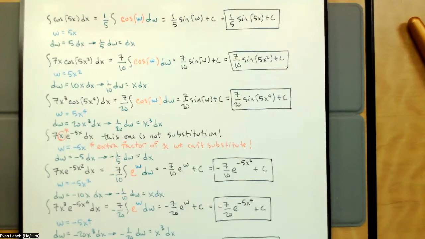Our instinct is to say w equals negative 5x, so the dw is negative 5 dx. And this is an extra factor of x that we don't know what to do with. There are things that we can do with it, but it's not going to get us to the point where we're just integrating the exponential function, e to the whatever. We're not just integrating e to the w because of that x. That means we'd have to do something else.